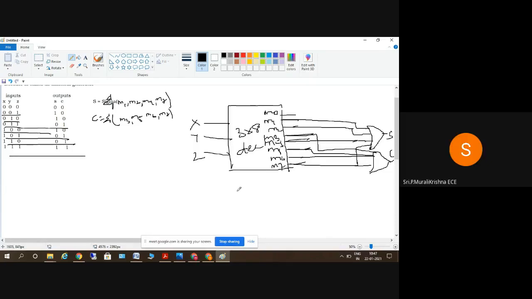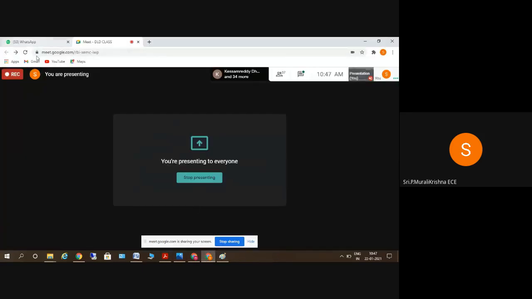So this is how we implement with the help of the decoders. So you'll be given a problem like this: implement using decoder and logic gates. Implement full adder, or design a full adder using decoder and logic gates. So this is the decoder, and the outputs of the full adder are these. Okay, and we'll design like this. So wait, I'll show you with the test.